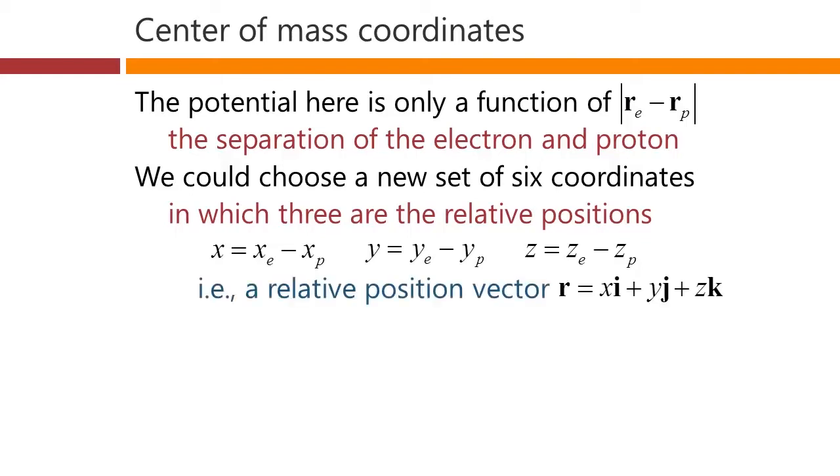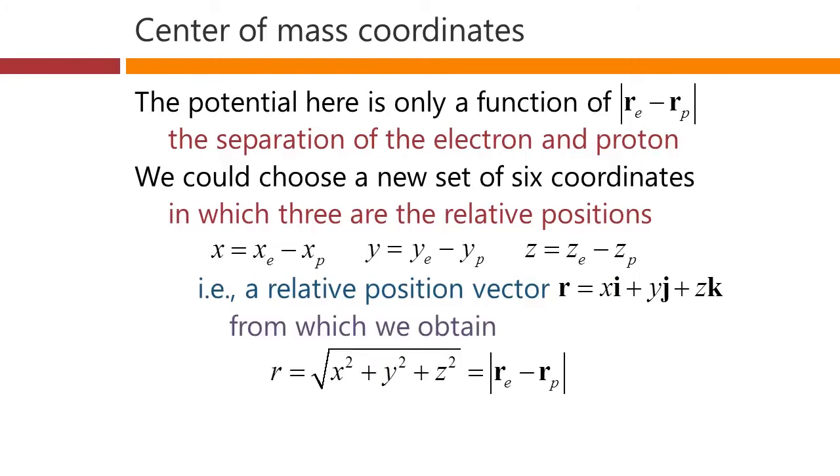So we've got a new x, y, and z that express the relative position of the electron and the proton. And hence we have a relative position vector, if we like, r, which is x times i, y times j, and z times k, where these are the usual unit vectors in the x, y, and z directions. And from this, of course, we can obtain that this distance between the electron and the proton is just the square root of the sum of the squares of these coordinates, which is the same thing as this separation we previously wrote down in this form.